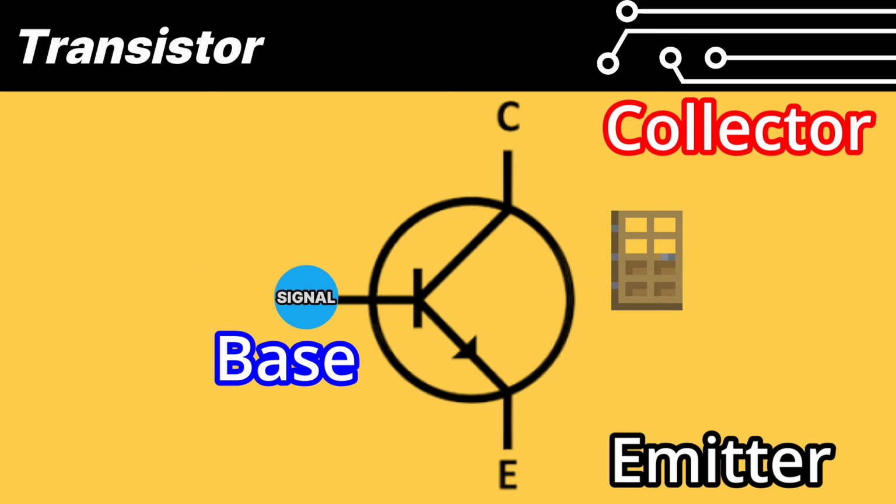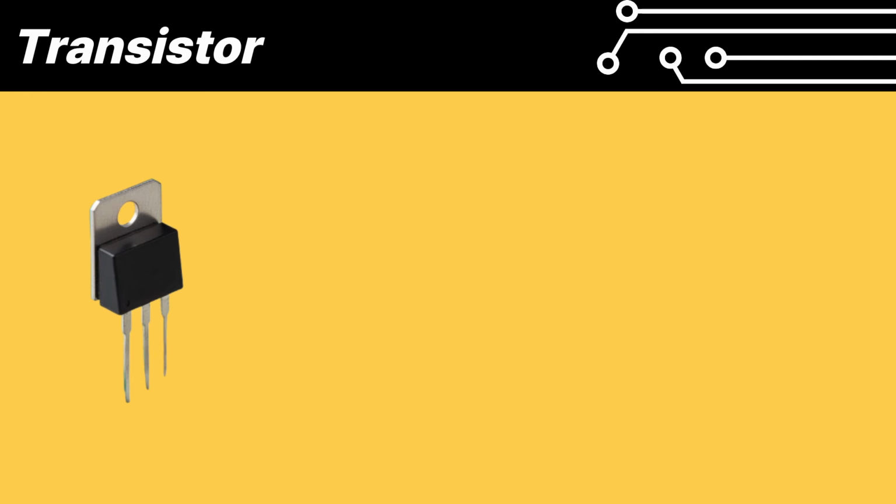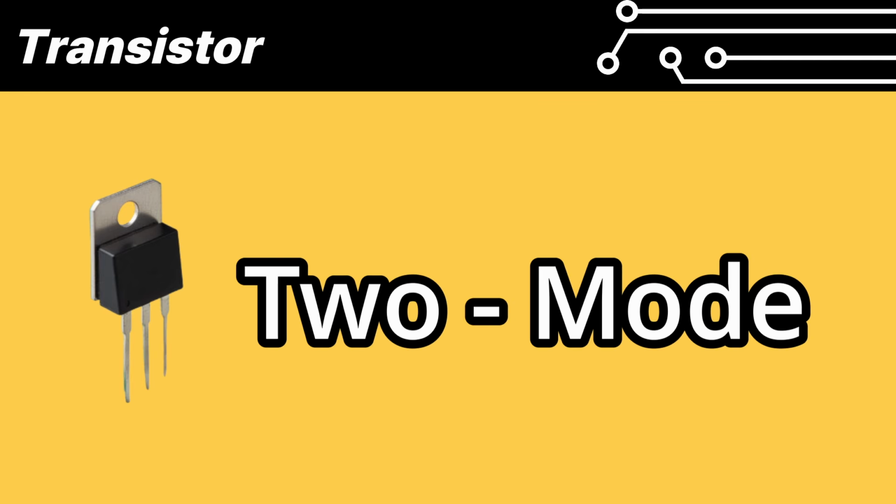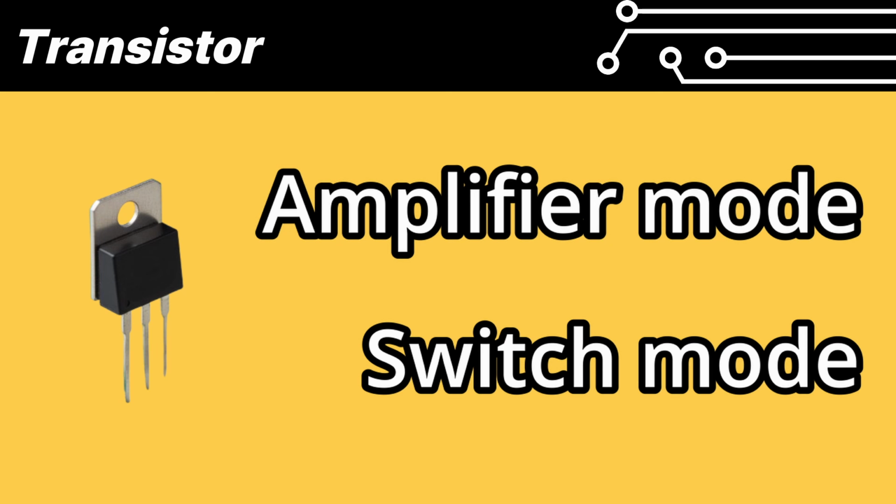When the transistor turns on, the gate opens and current flows from the collector to the emitter. This is the basic principle of the transistor. The transistor can operate in two modes. We categorize them into amplifier mode and switching mode. Switching mode is the one most often used in DIY projects.